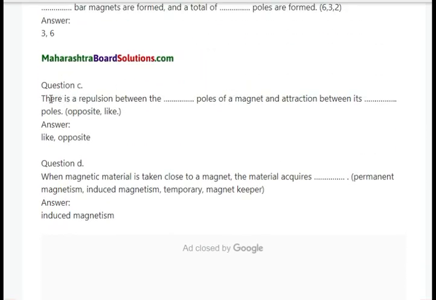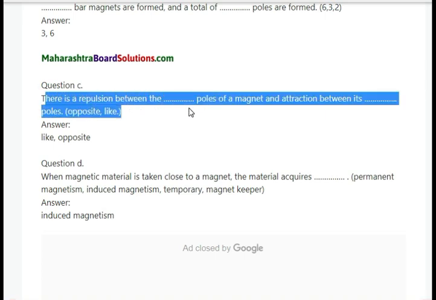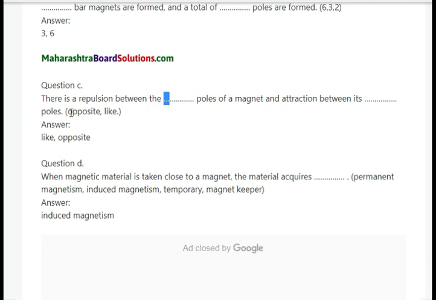Question C. There is a repulsion between, fill in the bracket, the answer is opposite. There is a repulsion between the opposite poles of the magnet and attraction between its like poles. The answer is like. The answer given is like, opposite. There is a repulsion between the like poles of the magnet and attraction between its opposite poles.